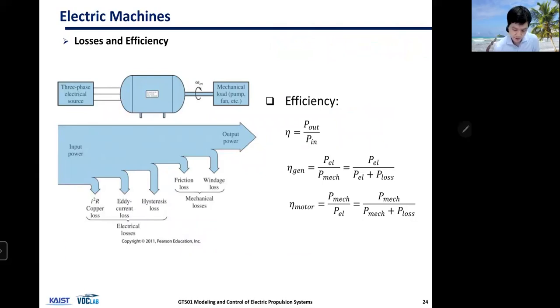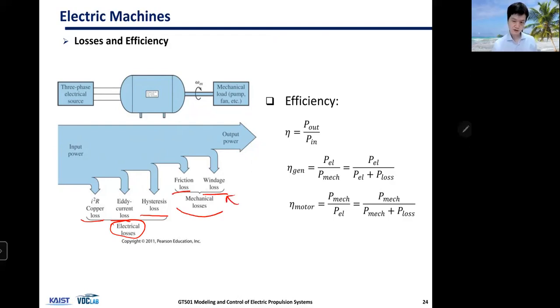Electric machines are not perfect, meaning that they have losses and efficiency. So this is a quick loss diagram, loss chart. Let's say we are doing motoring, meaning that input is electrical power and output is mechanical power. And when you apply voltage and current to the motor, you have these electrical losses: copper loss, eddy current loss, hysteresis loss. So that's happening within the electrical circuits. And then you also have mechanical losses, which are friction loss and windage loss.